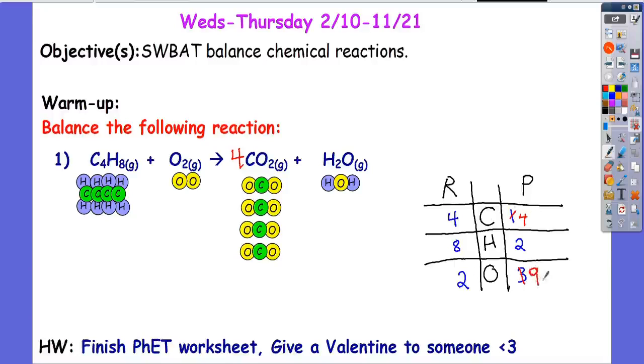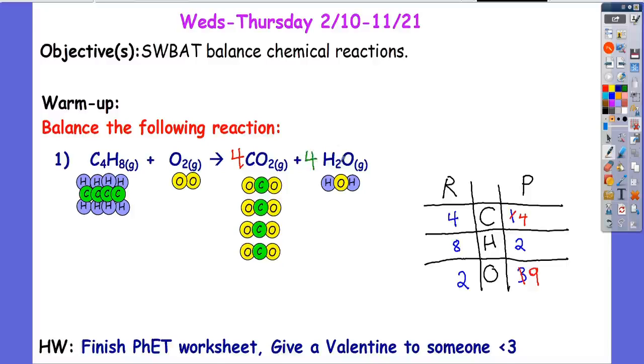My oxygens are not, but that's okay. We're going to come back and do that later. Let's focus on our hydrogens. So here I have 8 hydrogens. And on my product side, I have 2. So something times 2 is equal to 8. 8 divided by 2 is 4.